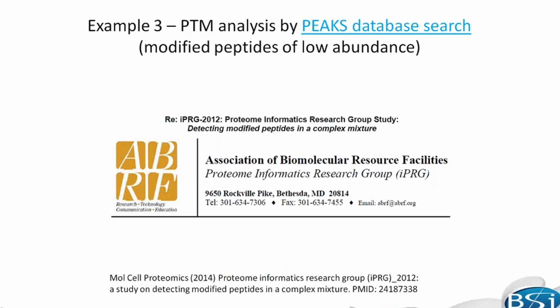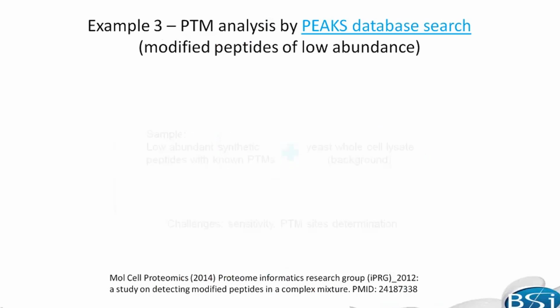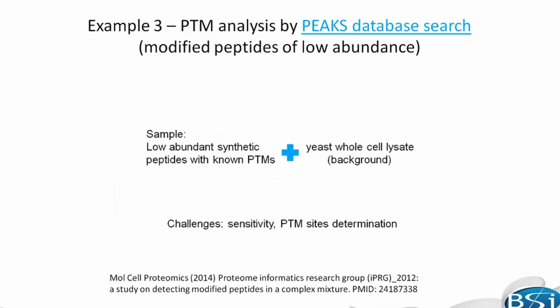So how does PEAKS perform when you have an unenriched sample? So looking at modified peptides in a complex background. In 2012, there was an iPRG study that looked specifically at modified peptide identifications. So what this included is some low-abundance synthetic peptides with some known PTMs. And you take those synthetic peptides that are modified and you put them into a full yeast cell lysate in order to make it more complicated to identify those peptides. And then compare all the software to see how they do in terms of identifying those modified peptides within the complex background, as well as how many identifications you're able to make.